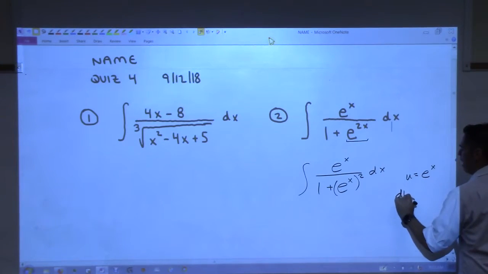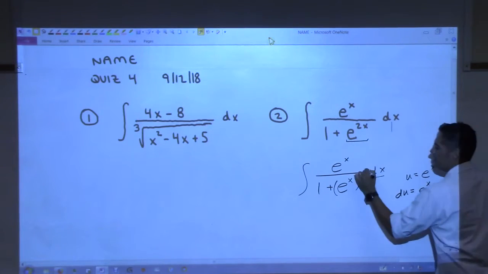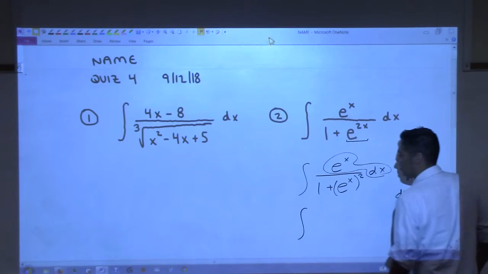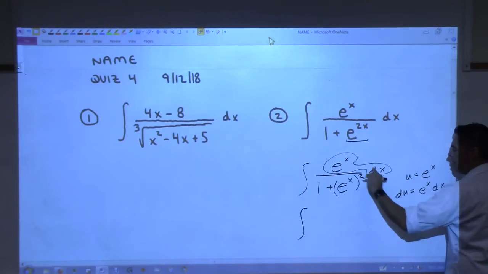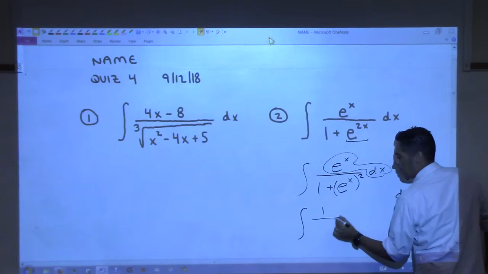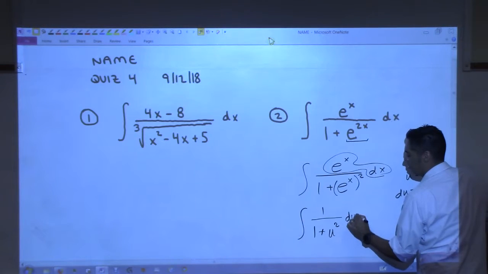What's the derivative of that? e to the x dx, which I have right here, don't I? And so this integral, if I switch it over now, becomes, well, this right here is going to be du. So I have 1 over 1 plus u squared du.